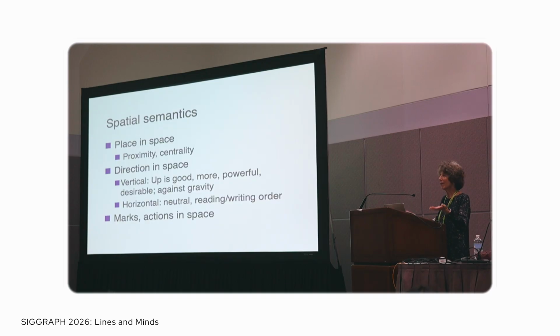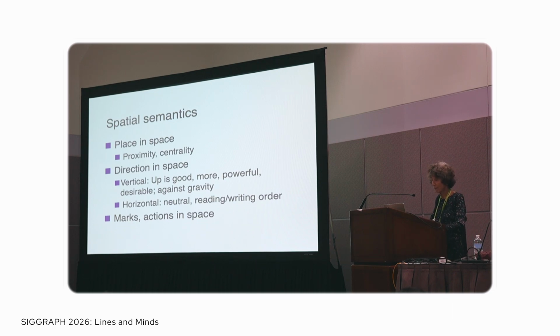The vertical is everything that goes up is good. And that's partly probably because you have to fight gravity to go up. So you have to have strength, resources, be powerful to go against gravity. Horizontal is neutral, though reading order has big effects on it. There's a cottage industry of papers on the effects of reading order.